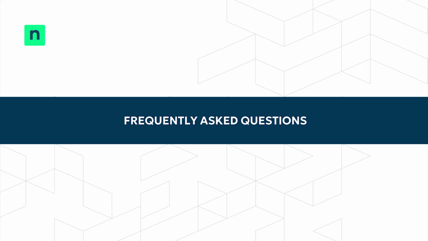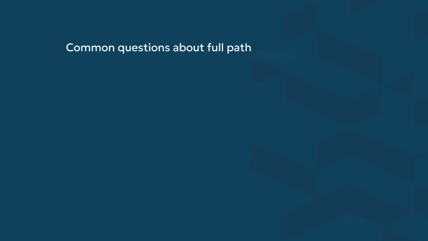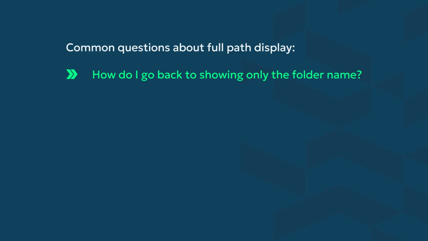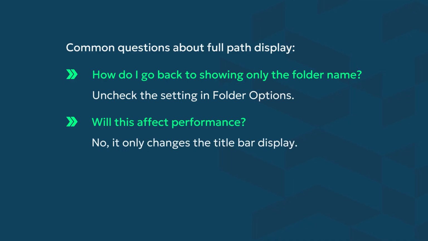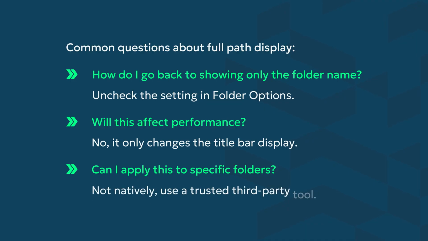Frequently asked questions. Finally, here are some common questions about full path display. How do I go back to showing only the folder name? Uncheck the same setting in Folder Options. Will this affect performance? Not at all. It only changes the title bar display. Can I apply this to specific folders? Not natively. You'd need a third-party tool, but use only trusted sources.